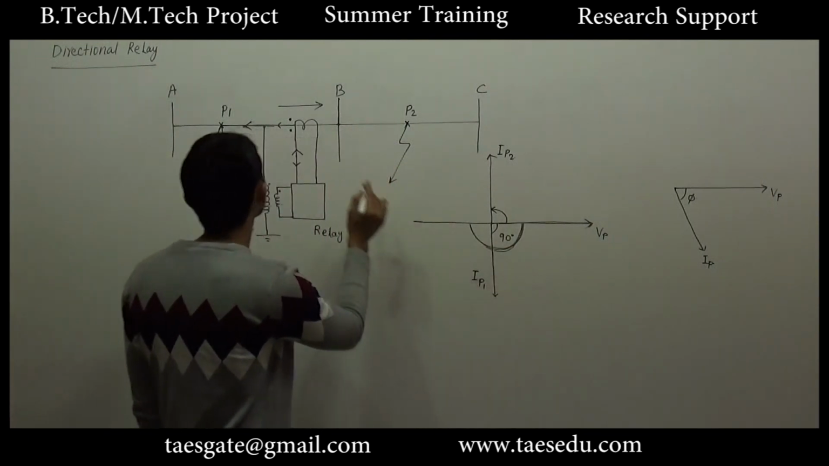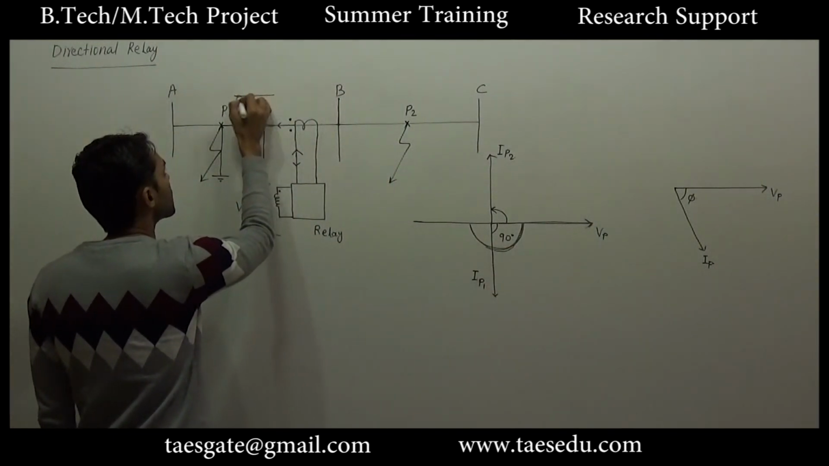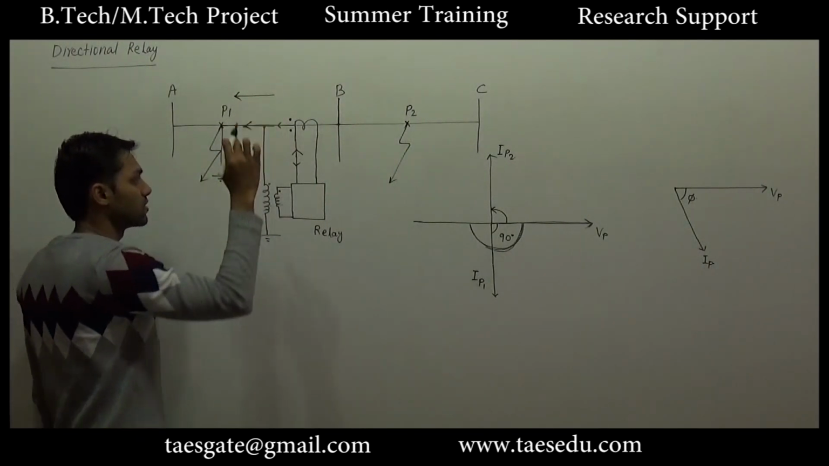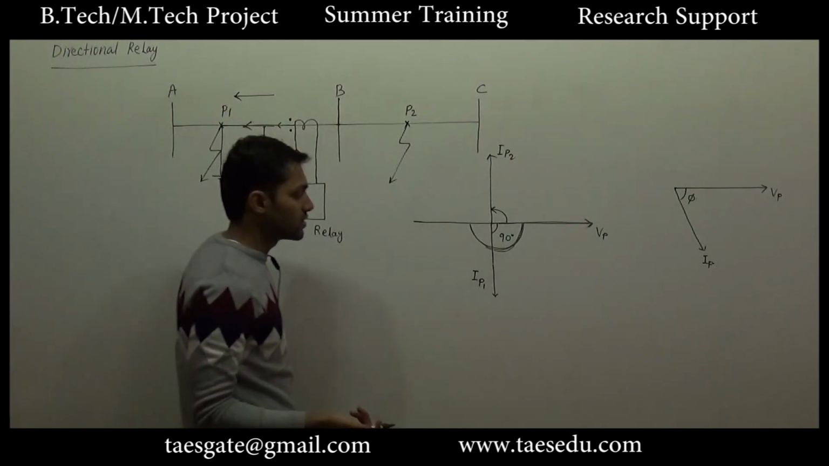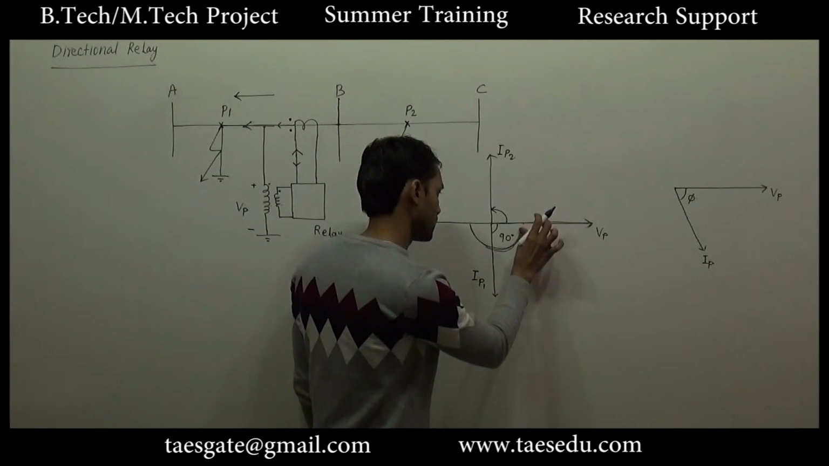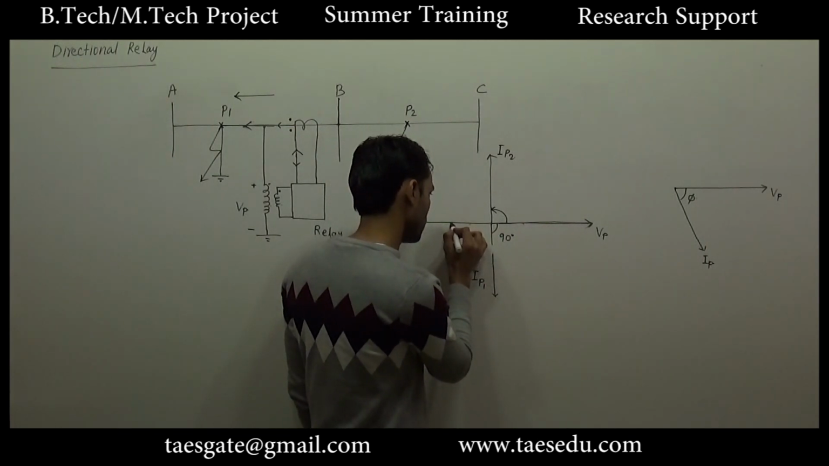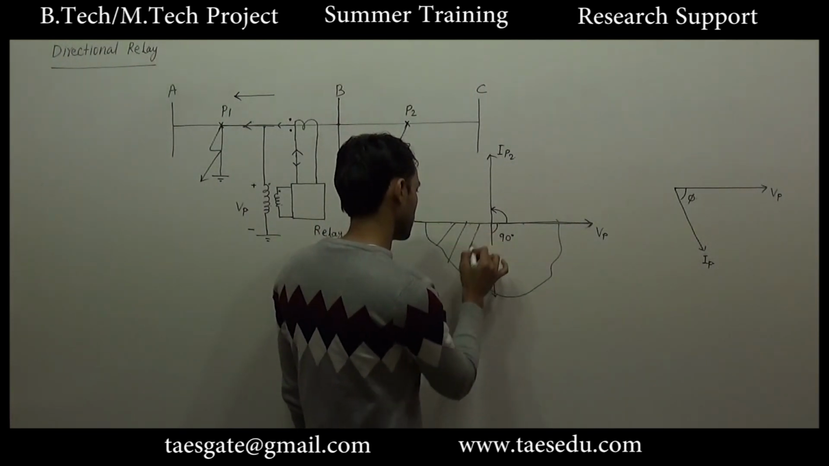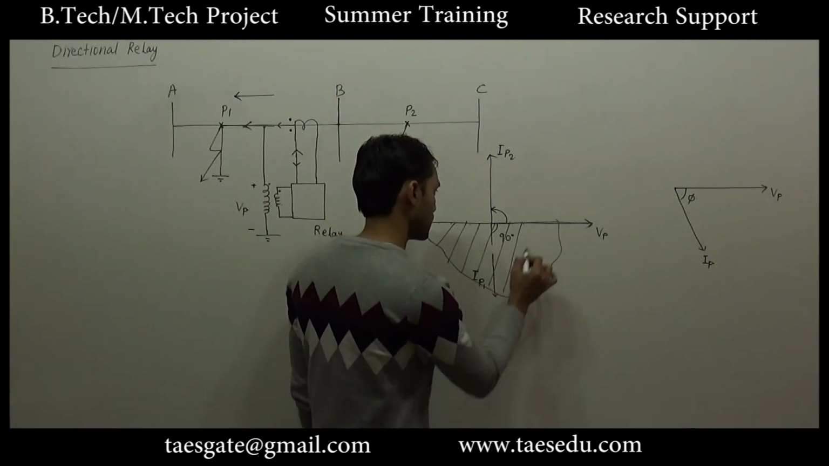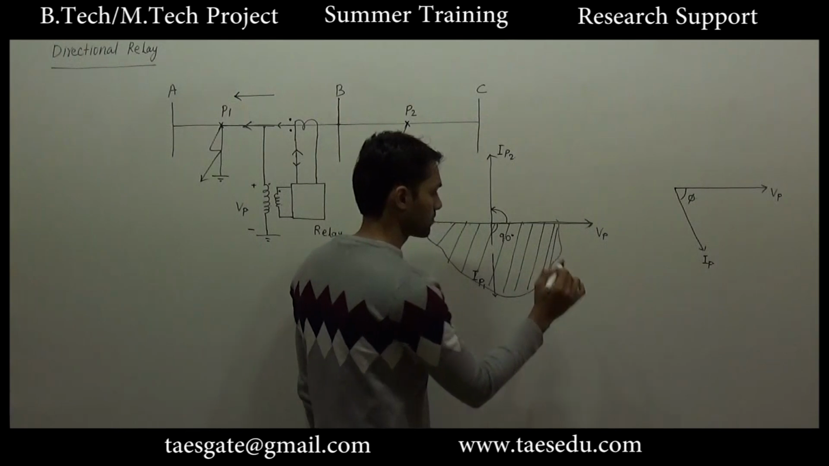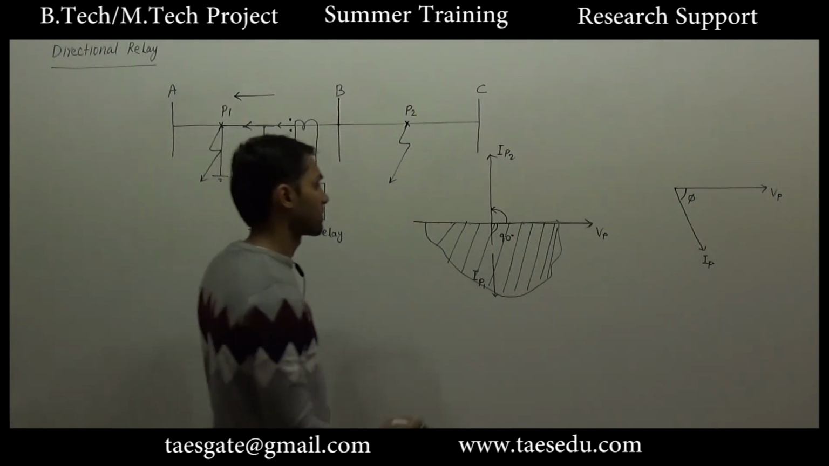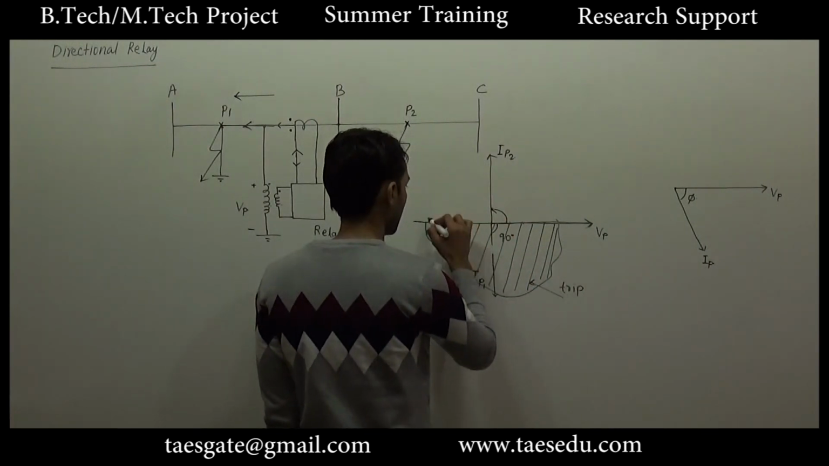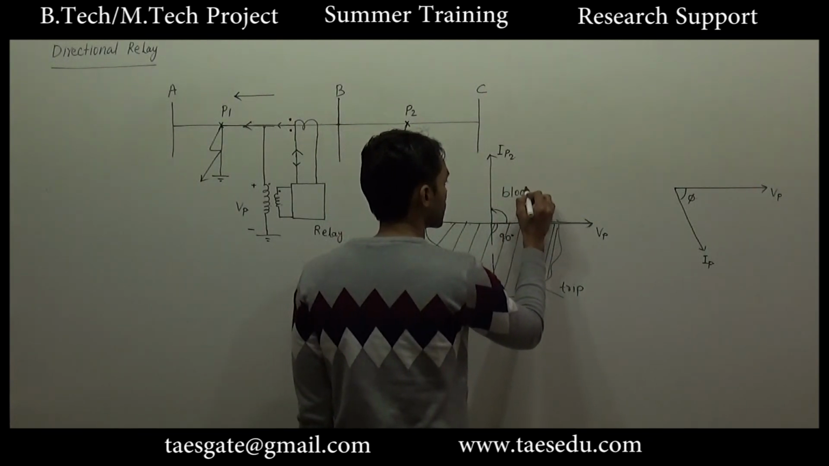So lagging current means this direction of current, and suppose you want this relay to operate for this direction of current. Conversely, you can say that you want this relay to operate for lagging current. So in this region of lagging current, the relay should trip, or the relay should be permitted to trip. And in this region, the relay operation will be blocked.